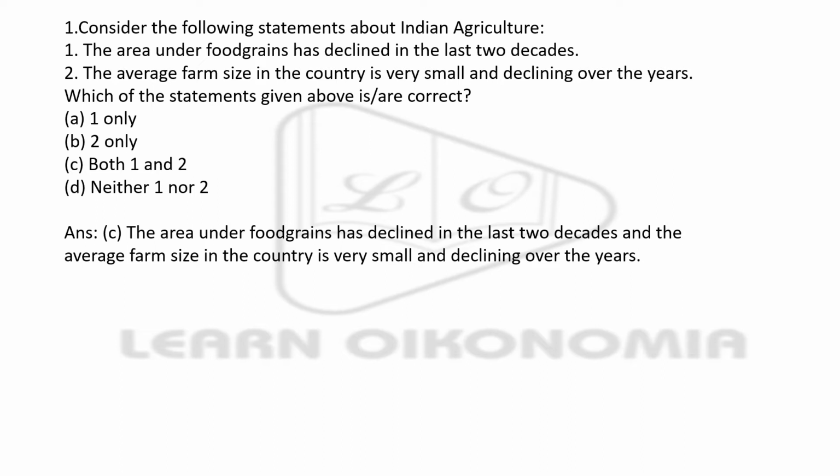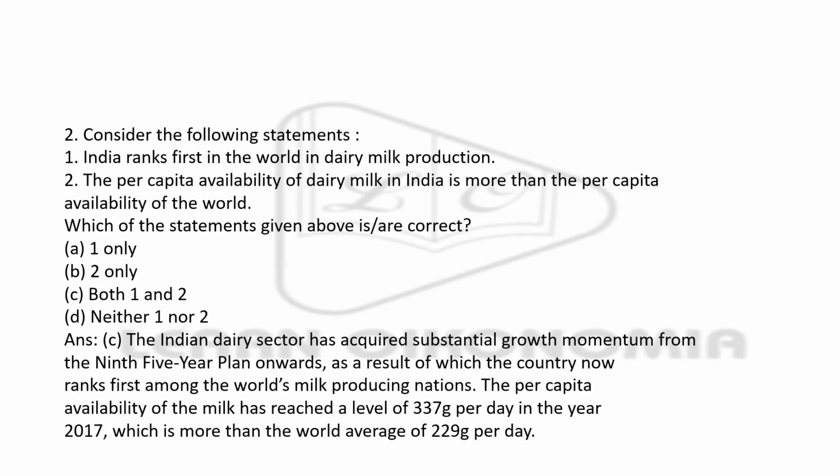So here the right option is both 1 and 2. Both these statements are right. The area under food grain production has been declining if you look at the last 20 years, and also the average farm size of the country is declining over the years, and now it is very small.